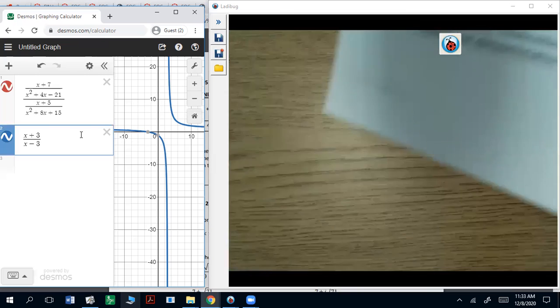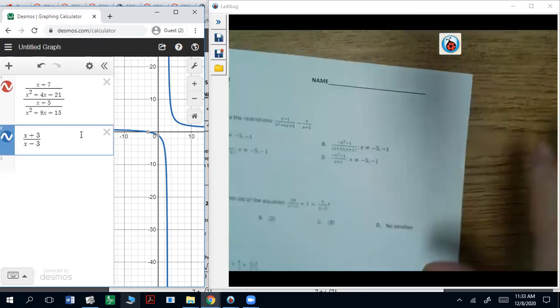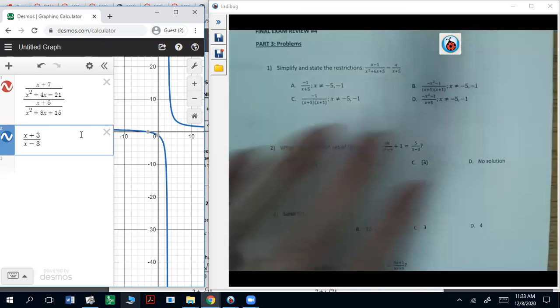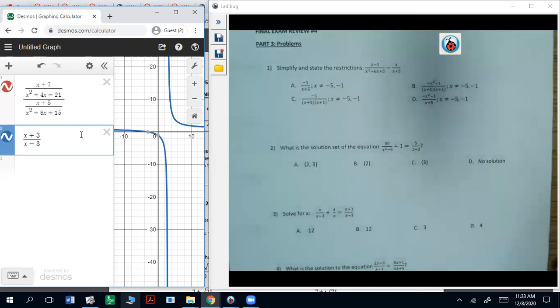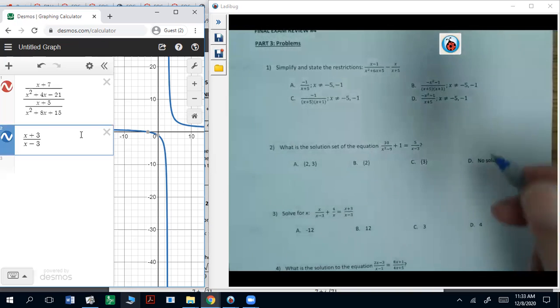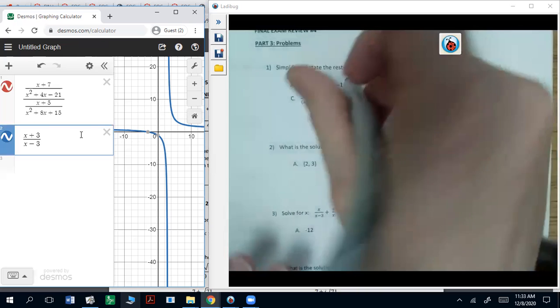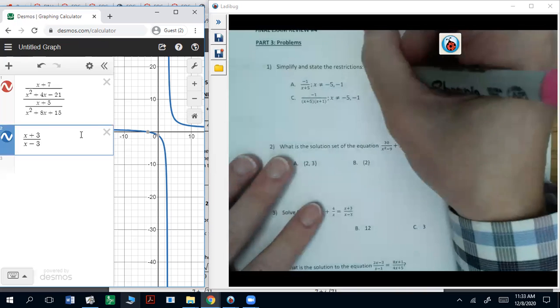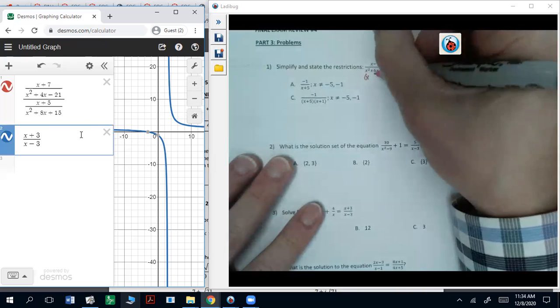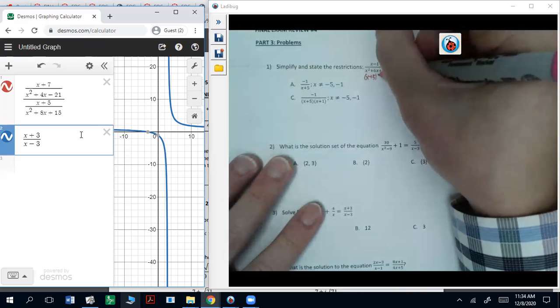Finally, for part 3, our last part on this review, this is a longer one. We want to simplify and state the restrictions. So we have some more here we're going to go through and do, adding, subtracting. So simplifying and stating restrictions. With these ones, you have to factor them. It's going to be x plus 5, x plus 1.